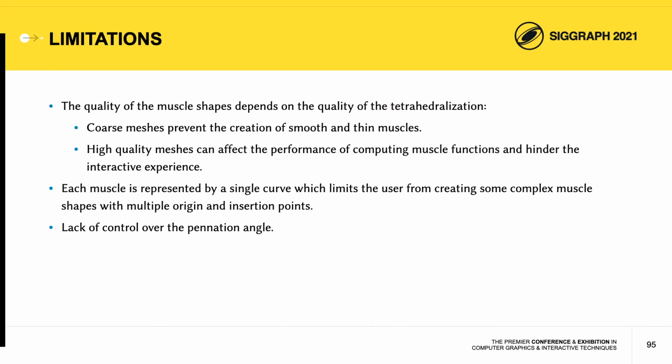Although we demonstrated that our tool enables users to create complex musculoskeletal geometries, there are limitations subject to future work. First, the quality of the muscle shape depends on the quality of the tetrahedralization. Coarse meshes prevent the creation of smooth and thin muscles, yet high-quality meshes can affect the performance of computing muscle functions and hinder the interactive experience. Each muscle is represented by a single curve, which limits the user from creating some complex muscle shapes with multiple origin and insertion points. And additionally, there's a lack of control over the pennation angle.